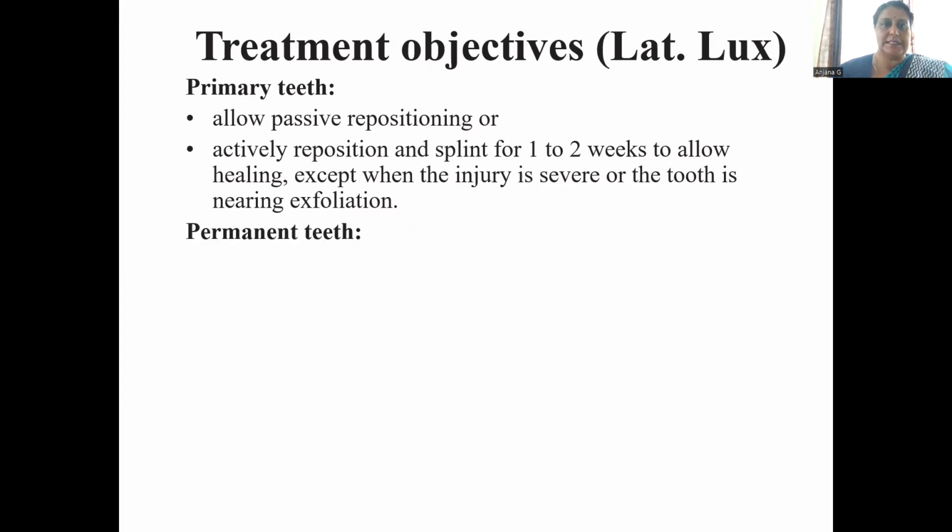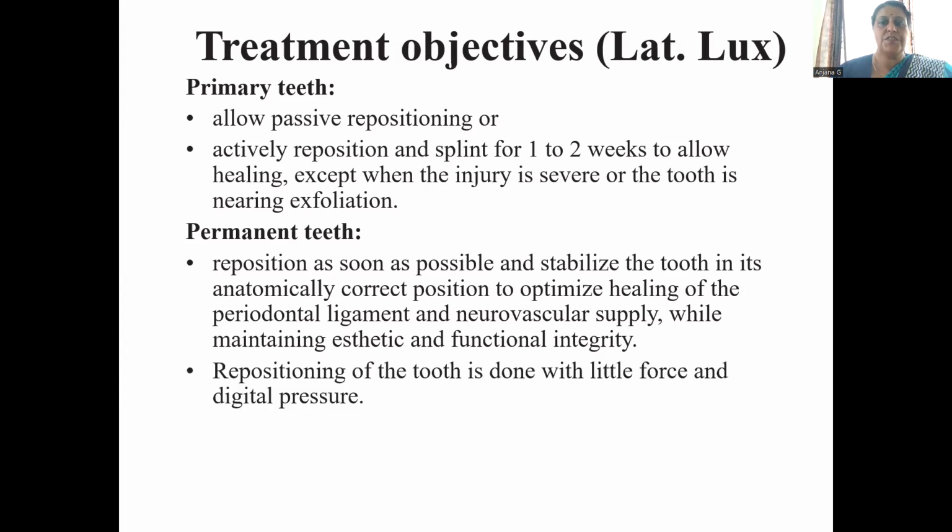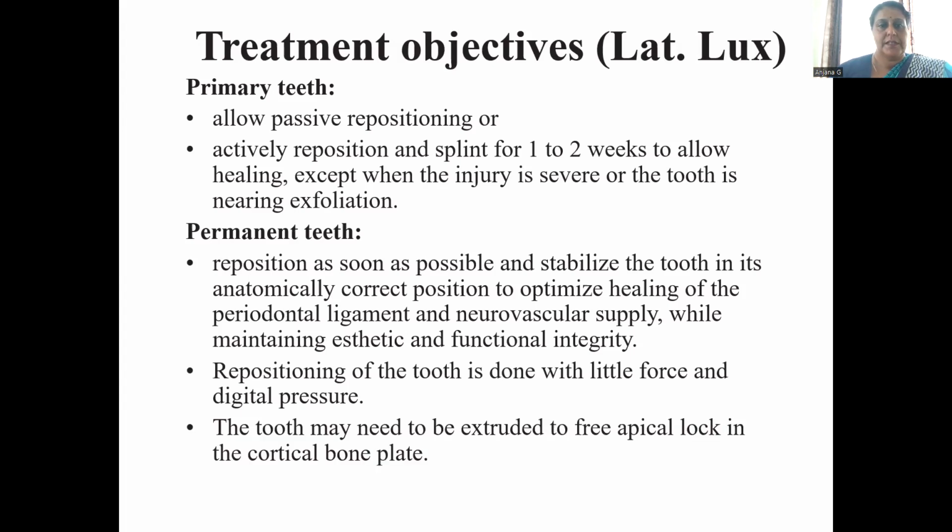In case of permanent teeth, reposition as soon as possible and stabilize the tooth in its anatomically correct position to optimize healing of the periodontal ligament and neurovascular supply while maintaining aesthetic and functional integrity. As soon as possible, one should reposition the tooth. Repositioning is done with little force and digital pressure. The tooth may need to be extruded to free the apical lock in the cortical bone plate.